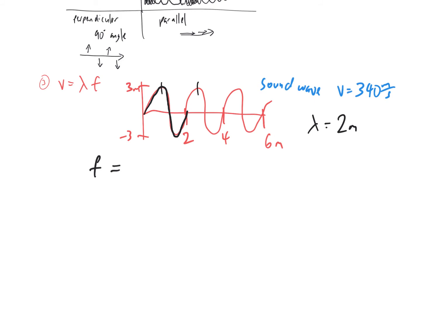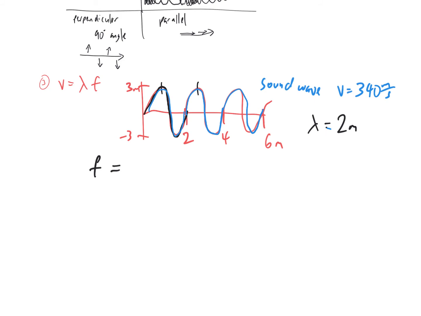You also could have said I have 1, 2, 3 full waves in 6 meters. If I have 3 waves in 6 meters, that's 2 meters per wavelength. Either way, you find that your wavelength is 2 meters based on that graph.